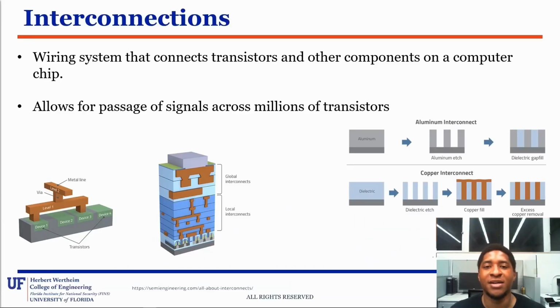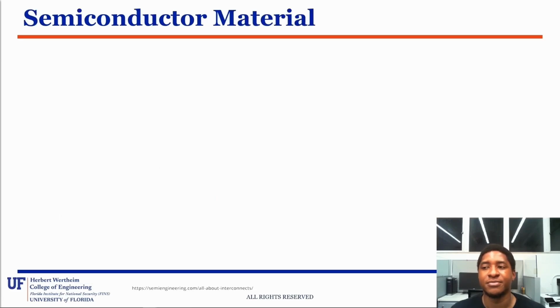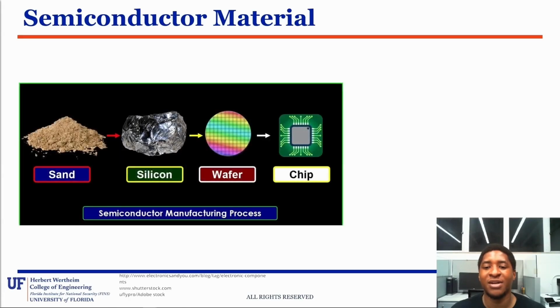Now that we know our interconnects, let's get our understanding of semiconductor materials. Semiconductor materials are crucial components in electronics. They occupy that unique position because semiconductors have conductivity right between actual conductors and insulators. The most common semiconductor you will see is silicon.